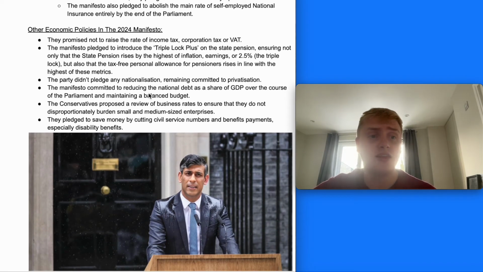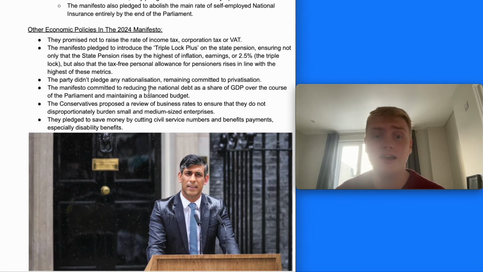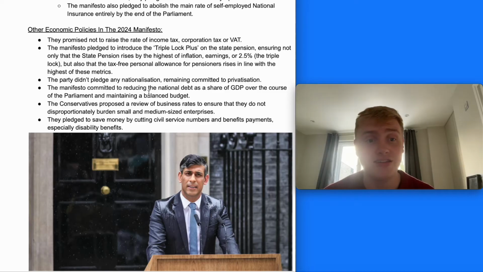Other economic policies in the manifesto, so they promised not to raise income tax, corporation tax, or VAT. Their manifesto pledged to increase the triple lock plus on the state pension. They didn't pledge any nationalisation, remaining committed to privatisation, committed to reducing the national debt as a share of GDP over the course of the parliament, and maintaining a balanced budget.